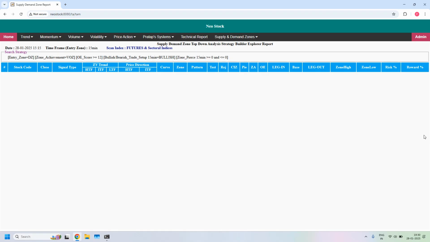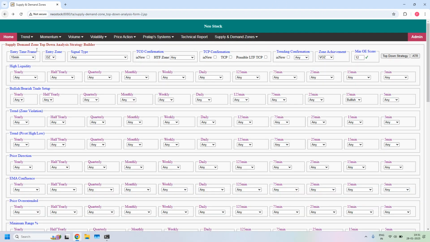Next, bearish trade setup for daily income trade. Entry time frame 15 minutes. Entry zone is supply zone. And in bullish or bearish trade setup at 15 minutes time frame, I am selecting bearish. And all the 3 filters we set earlier are applied to 15 minutes supply zone.